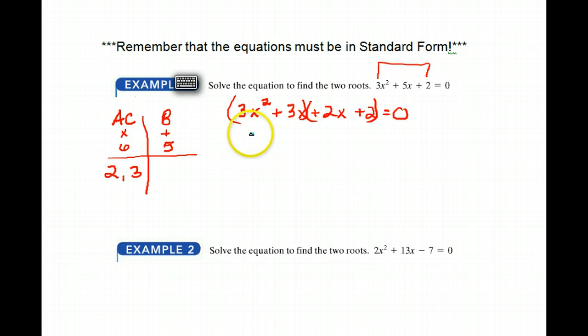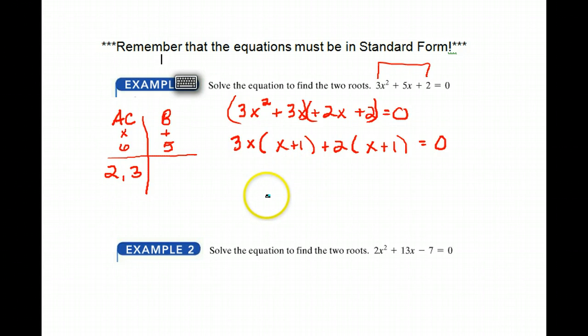We're now going to look for the GCF in 3x squared plus 3x. The GCF is 3x. So we're going to factor that out of that very first group, and when we do so, we're left with x plus 1. In my second group, the GCF is 2. When I factor that out, I'm left with x plus 1. And I'm going to bring down my equal 0.